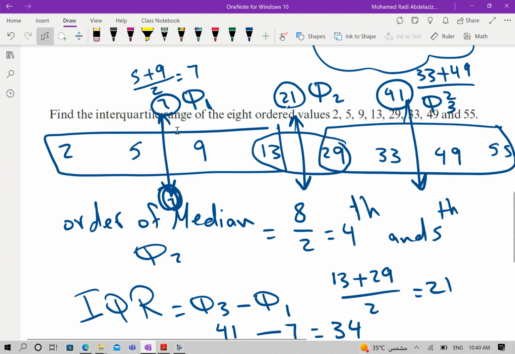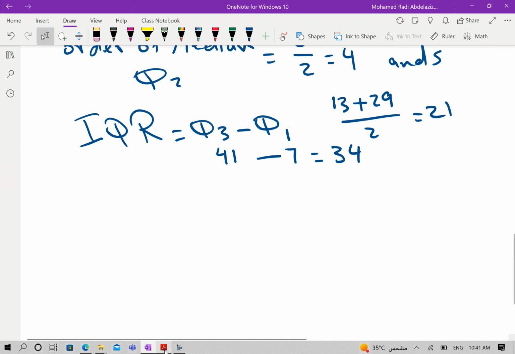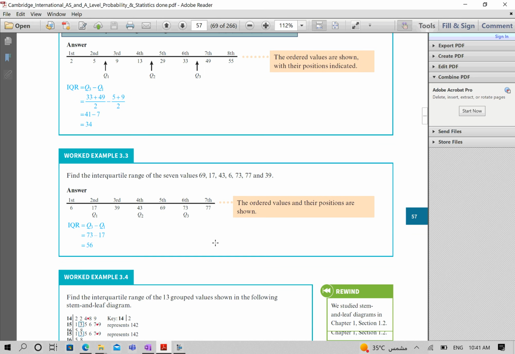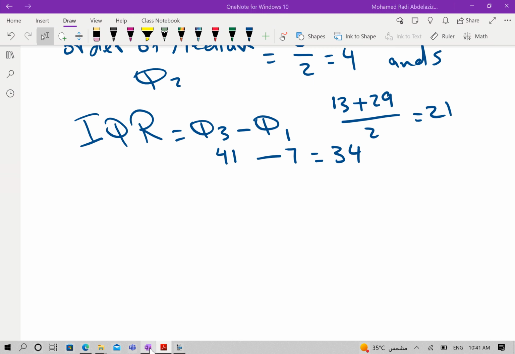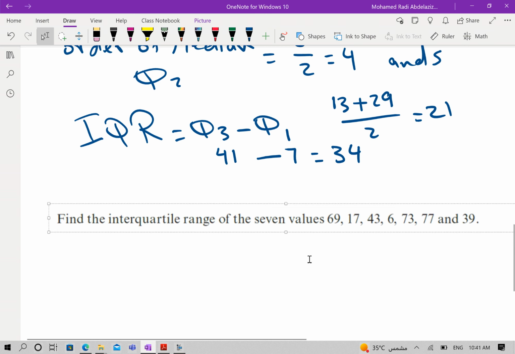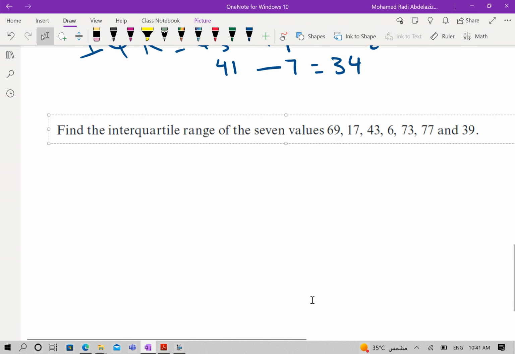If it is whole, this means we have two medians. If it is decimal, say we have 9 values, 9 divided by 2 is 4.5, rounded up will be the fifth, only one median. First, second, third. Again, find the interquartile range of 7 values.